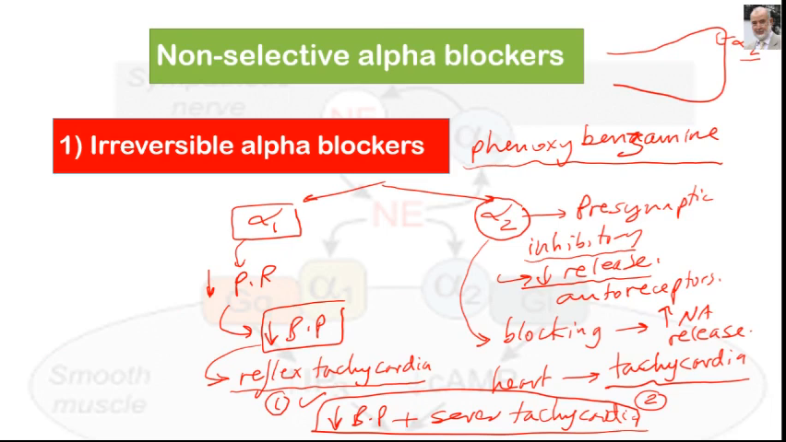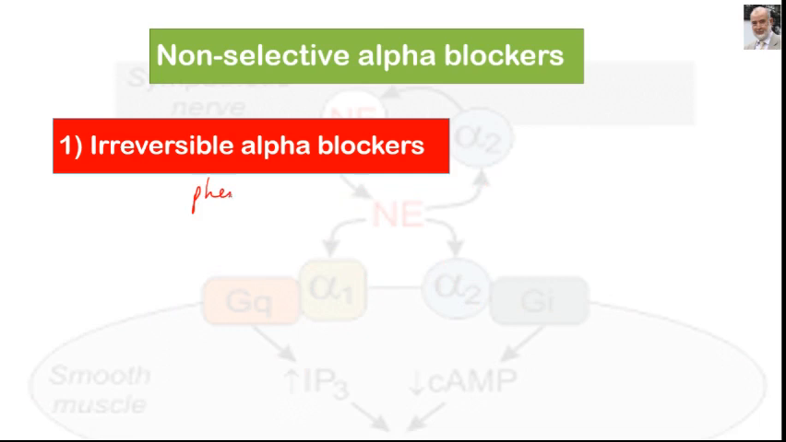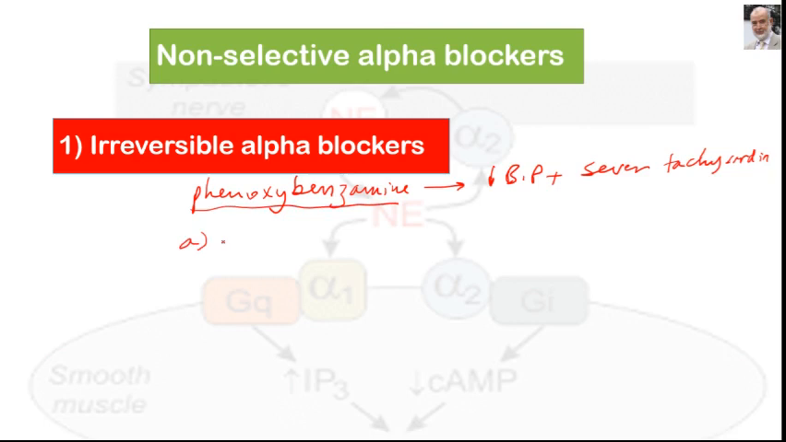So phenoxybenzamine, in this case, as we have said, will produce severe decrease in blood pressure plus severe tachycardia. That's why phenoxybenzamine is only kept for serious conditions, like for example, pheochromocytoma. Pheochromocytoma, which is the tumor of the adrenal gland.